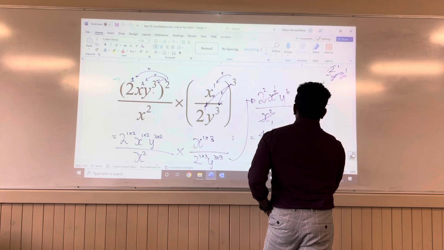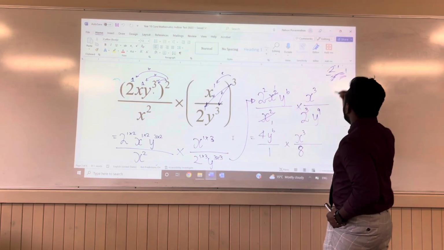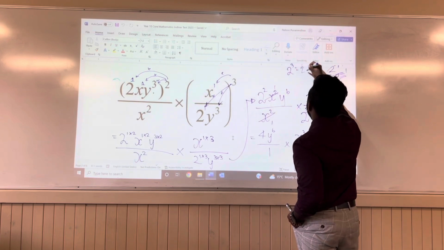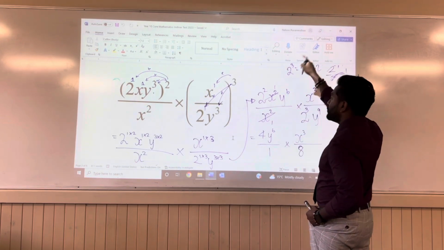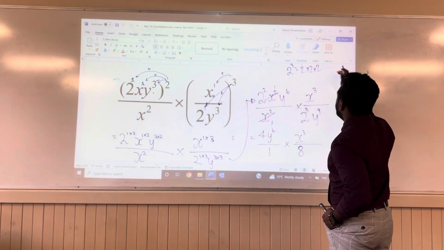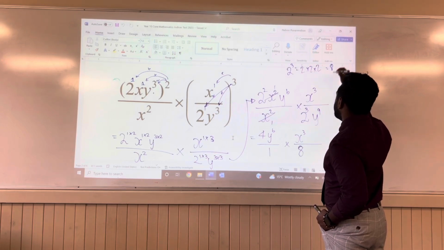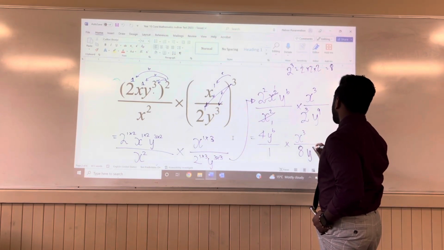x to the power of 3 divided by 2 to the power of 3 is an 8. Why? 2 to the power of 3 is 2 times 2 times 2, not 2 times 3. A lot of people think 2 to the power of 3 is 2 times 3. No, 2 to the power of 3 is 2 times 2 times 2, which is 8. So 8 y to the power of 9.